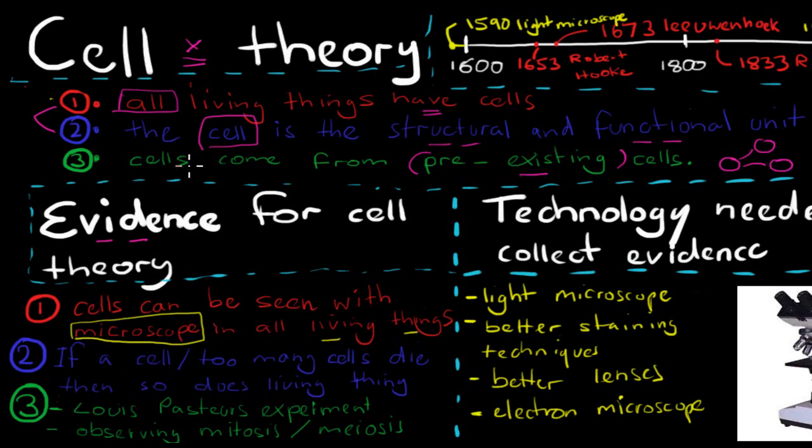So for the last one, cells come from pre-existing cells. There's two parts. First of all, we definitely have done the Louis Pasteur experiment. The Louis Pasteur experiment helped disprove spontaneous generation because it could show that things just don't come from nothing, so they have to come from pre-existing cells. And also we've been able to observe mitosis and meiosis. That's cell division. So we've actually been able to see it with a microscope. We're able to observe those two processes. So these three here are the evidences for the three statements of cell theory.